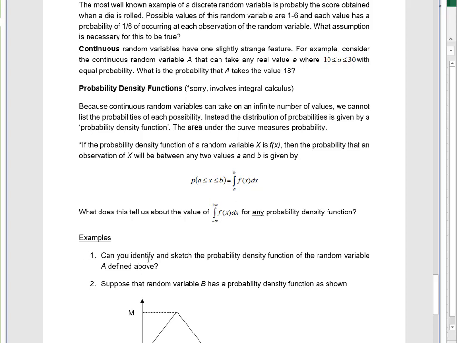Maybe I'm going to draw this example first. If you haven't tried this, see if you can do that. What would the probability density function for this random variable A look like? And I'll just draw that one out. So this is for random variable A.